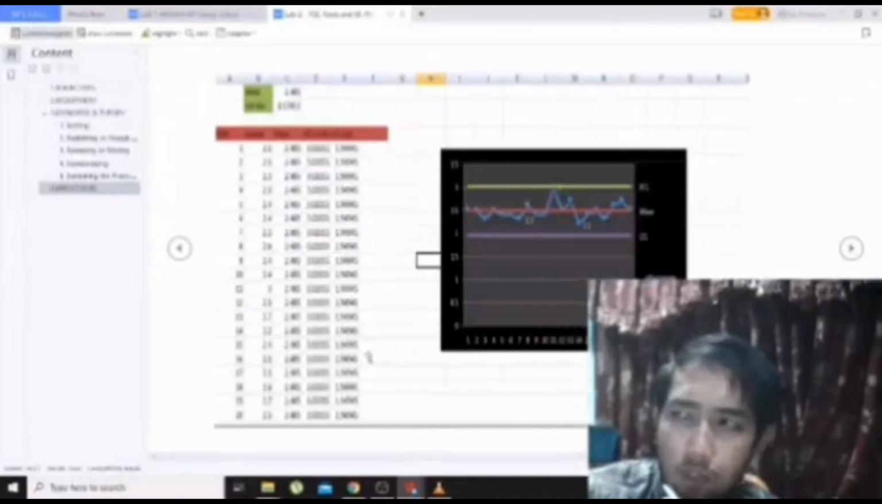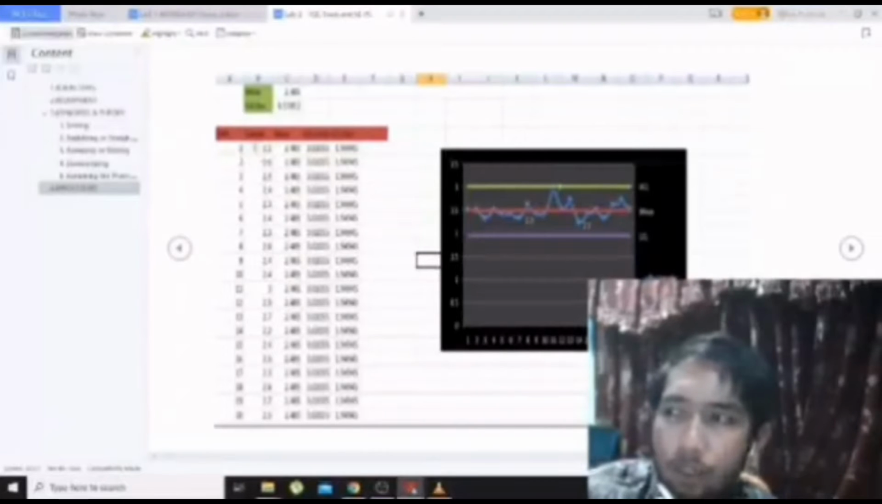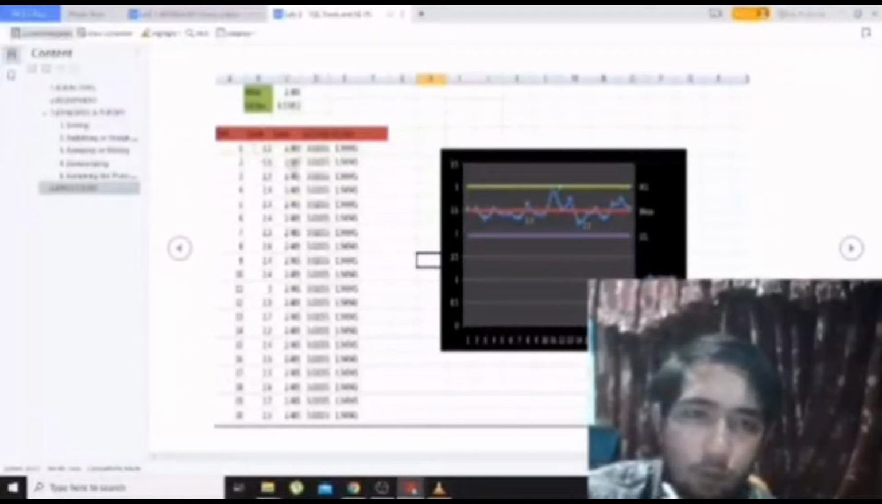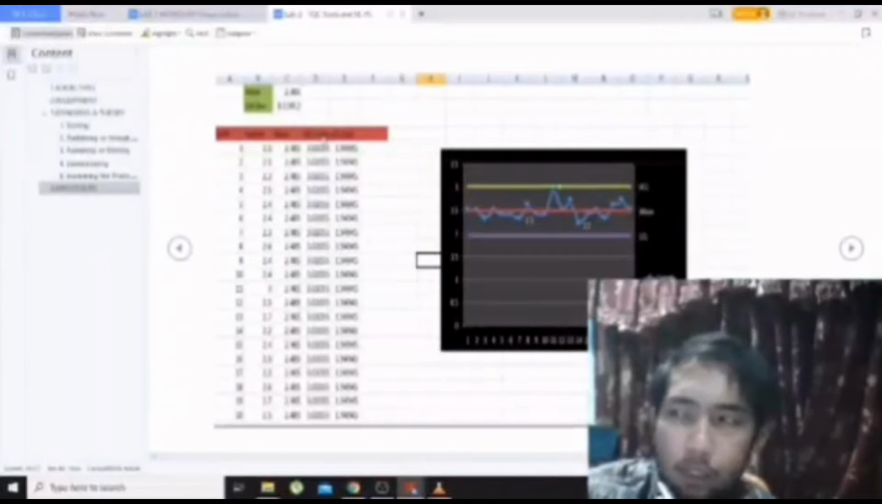In the control chart, we need to get the average sample in each shift, and then we can get the mean for all the shifts, which is 2.485. Next, we need to get the standard deviation, which is 0.178.